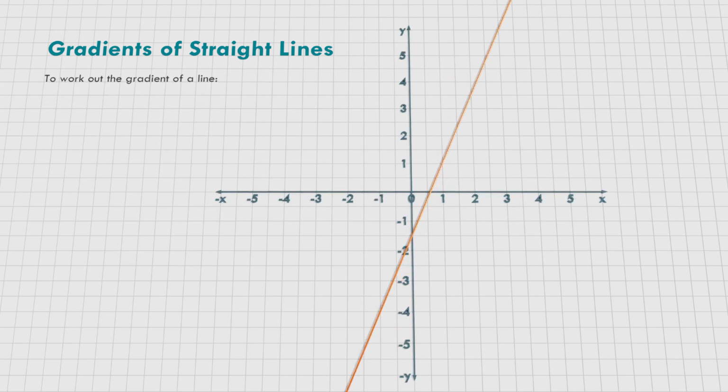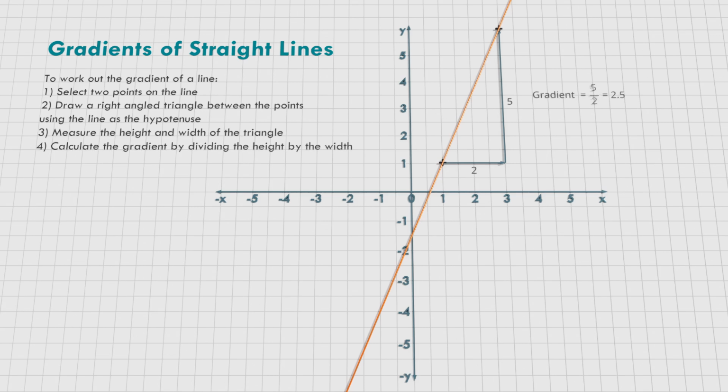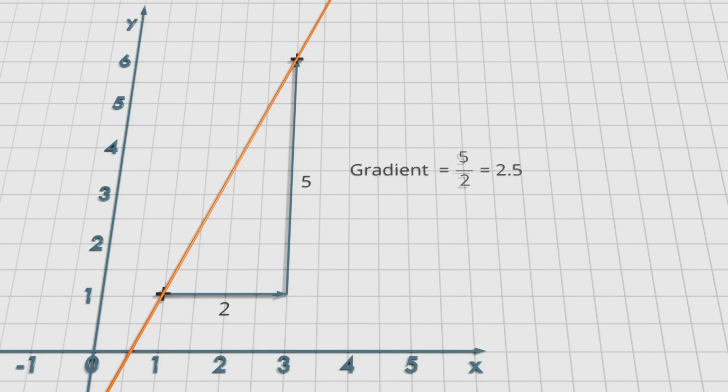To work out the gradient of a line, firstly select 2 points on the line. Then draw a right-angled triangle between the points using the line as the hypotenuse. Next, measure the height and width of the triangle. Finally, calculate the gradient by dividing the height by the width. In this example, the gradient is 5 divided by 2, which is 2.5.